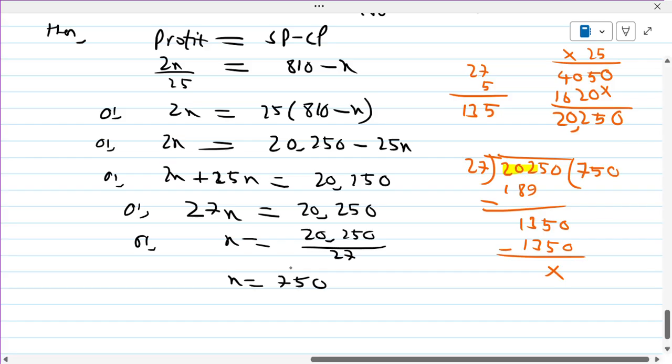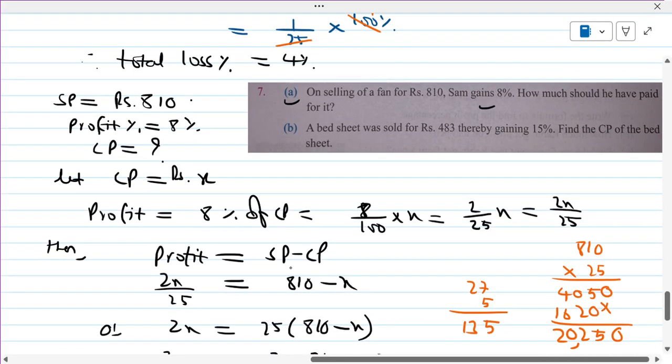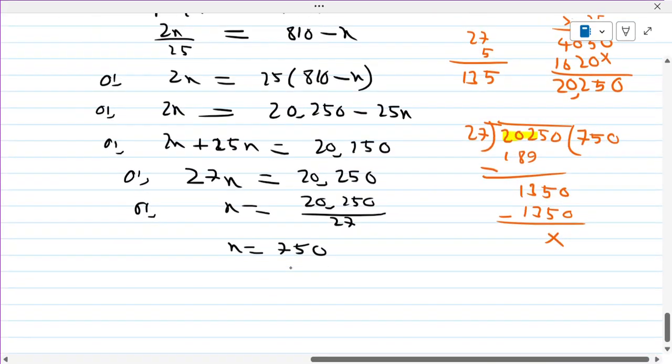So the thing is, what cost price of the goods is, or the fan, alright? So cost price of the fan is 750.